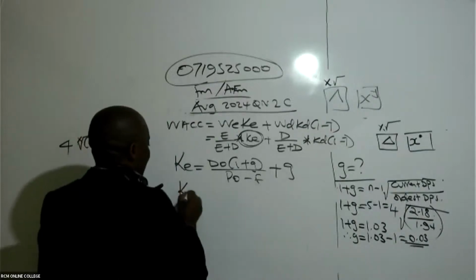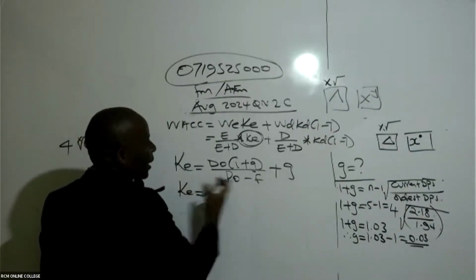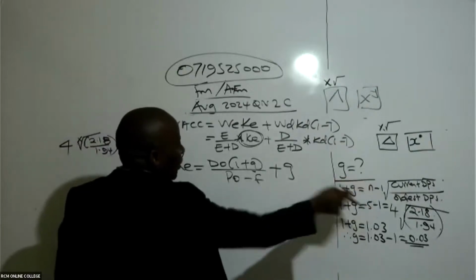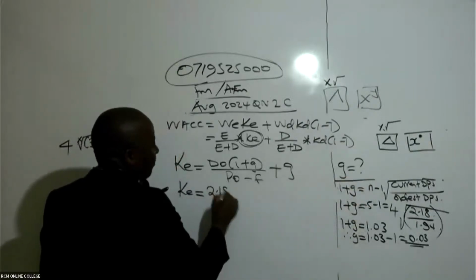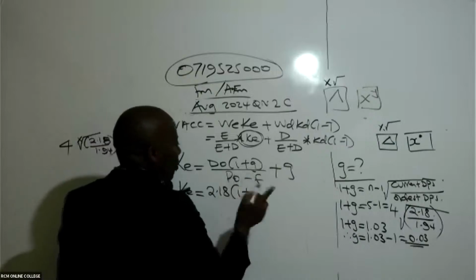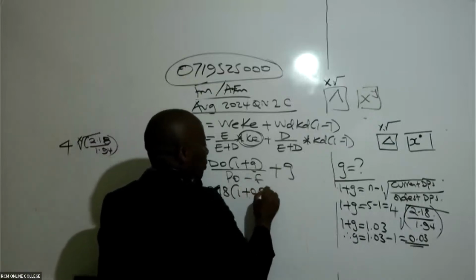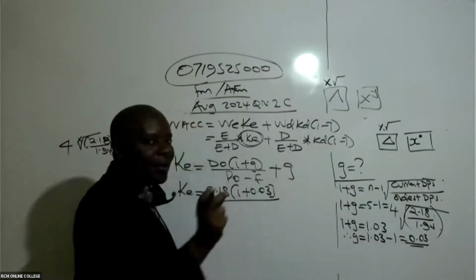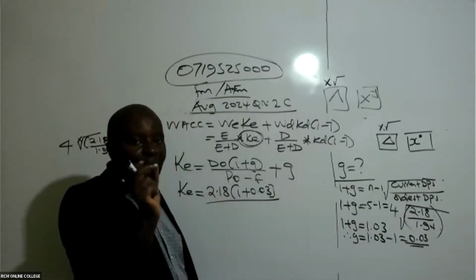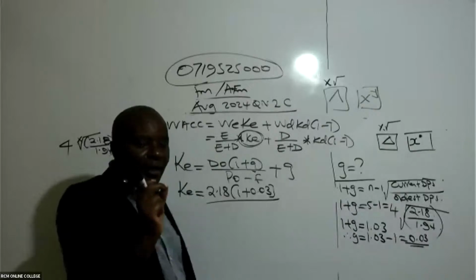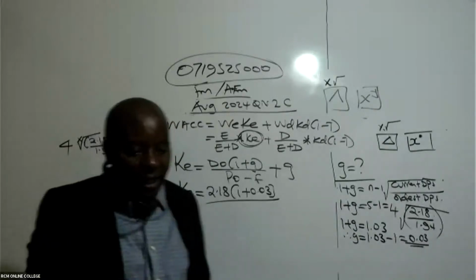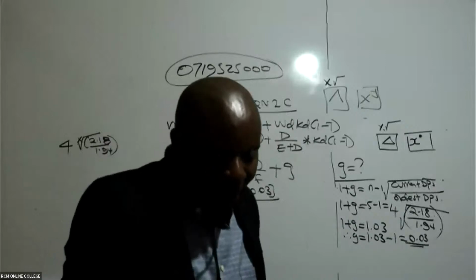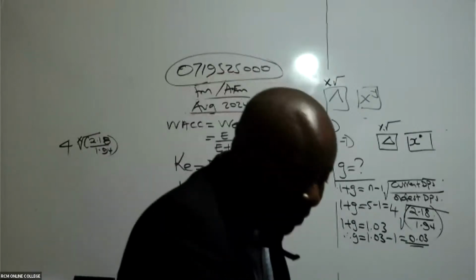So the KE will be the current dividend. Current dividend, you have picked it here. Current DPS is 2.18 into 1 plus growth rate. Growth rate is 0.03, all over the current. You see this O? O means current. All over the current price per share.